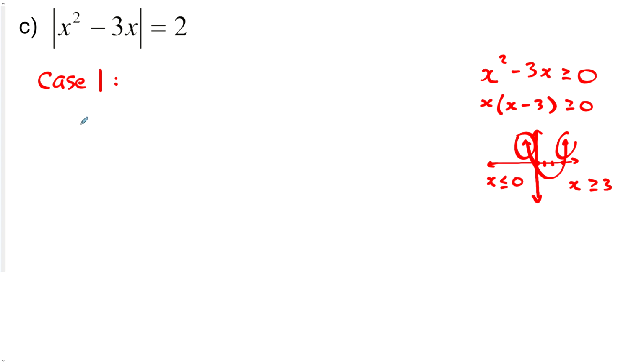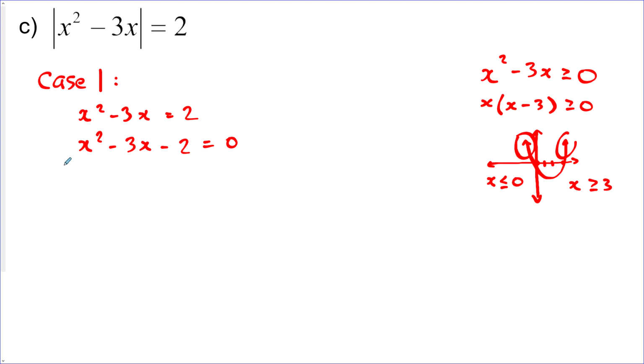Okay, now let's actually solve this. So we've got x squared minus 3x equals 2. Case 1, I just dropped the absolute value. Bring the 2 onto this other side so it looks like a quadratic that we can deal with.